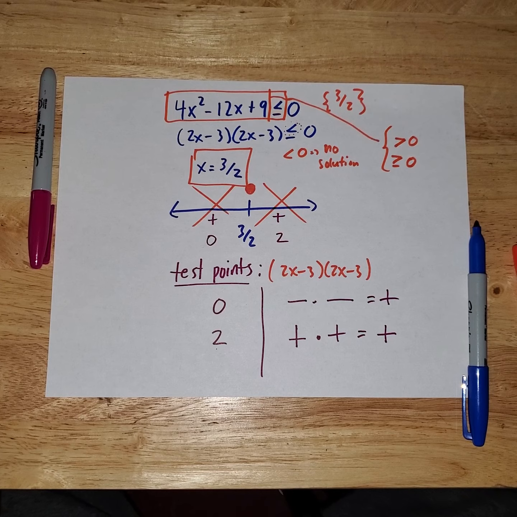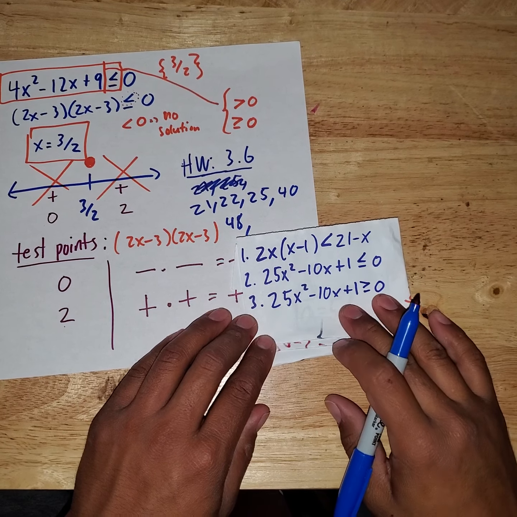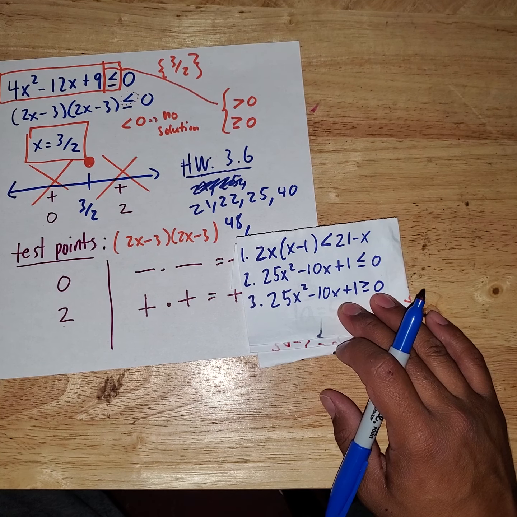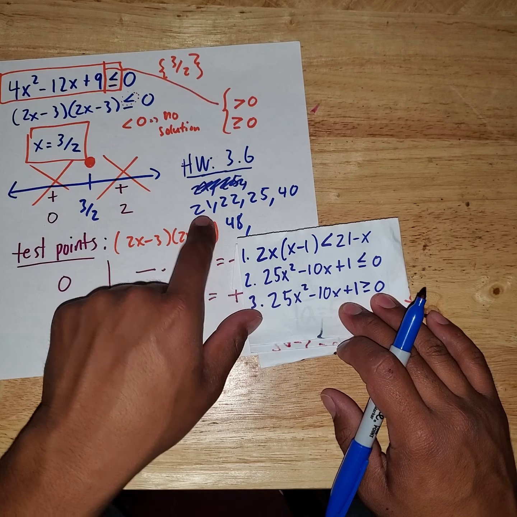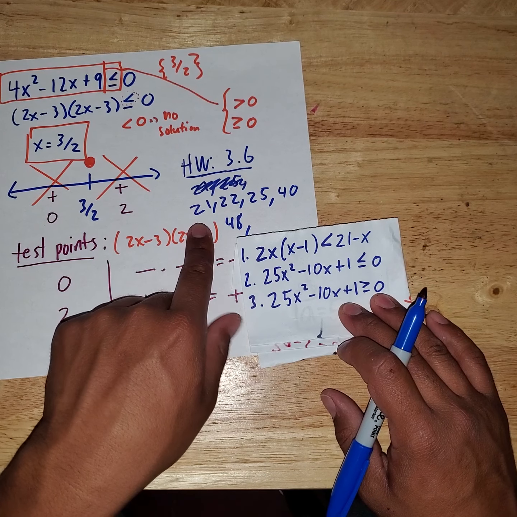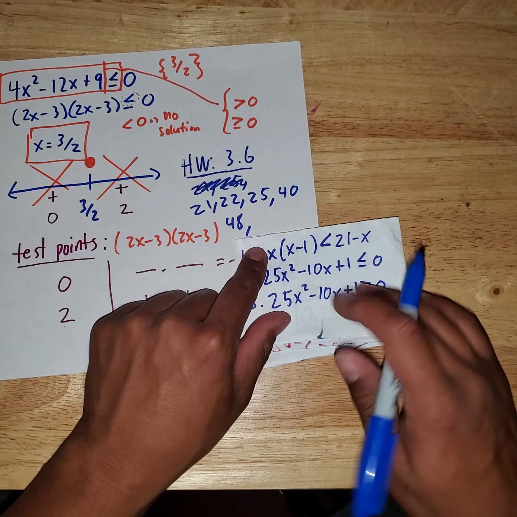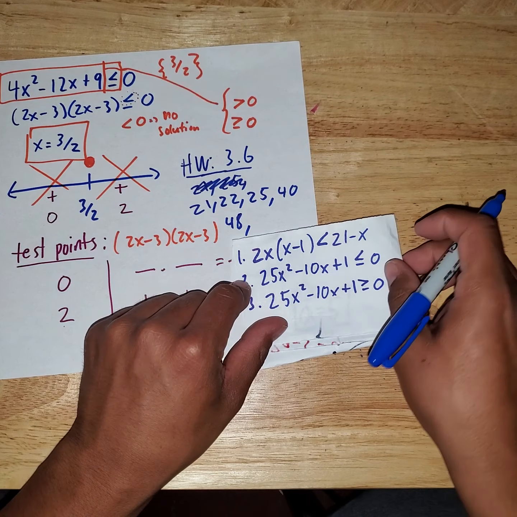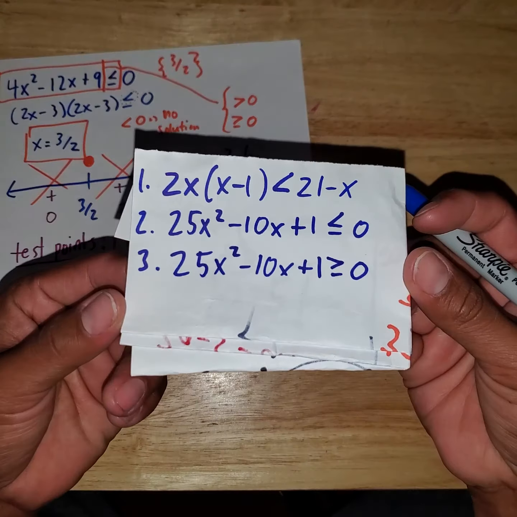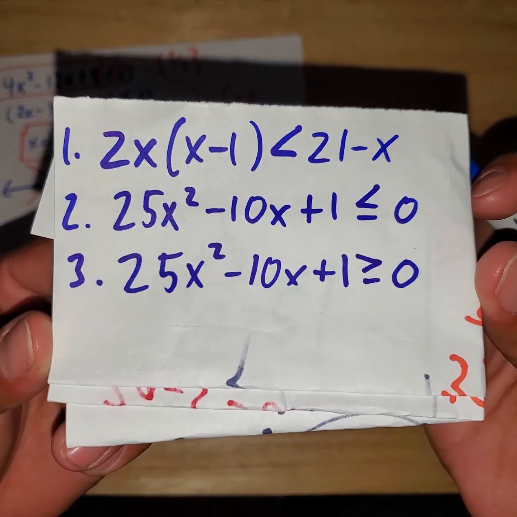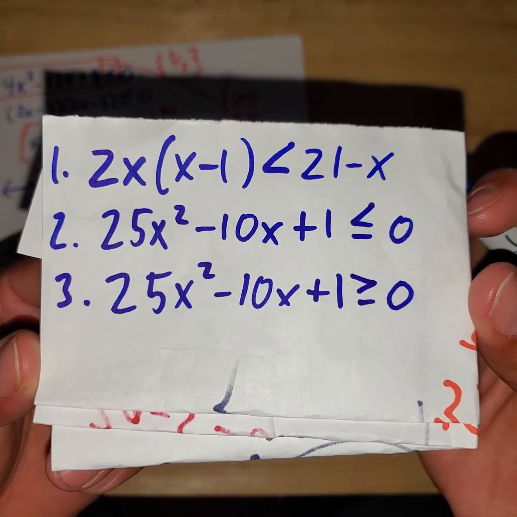Let me give you some homework really quick. Alright, here's your homework. Sorry, I just paused it to write it. But it's 3.6. That's 21, 22, 25, 40, 48. And here's a couple extra problems. I'm going to zoom in. Try to solve these and see what you get.